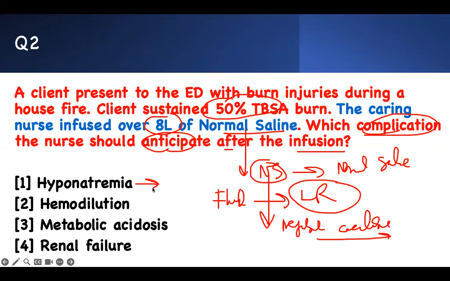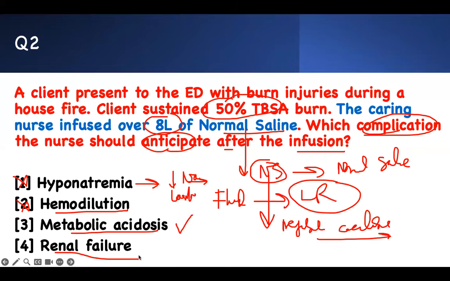Hyponatremia. They are already hyponatremic. As they burn, the sodium gets diluted. They lose a lot of sodium, so they're already hyponatremic when they come in. Hemodilution, they are usually hemoconcentrated because they lose all the sodium and the fluid. So the blood gets concentrated. So this is wrong. Metabolic acidosis, yes.